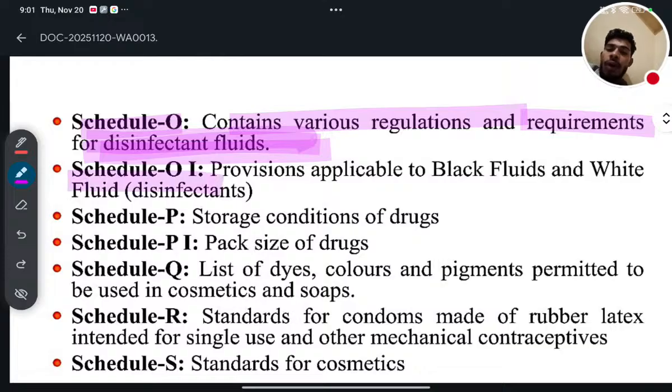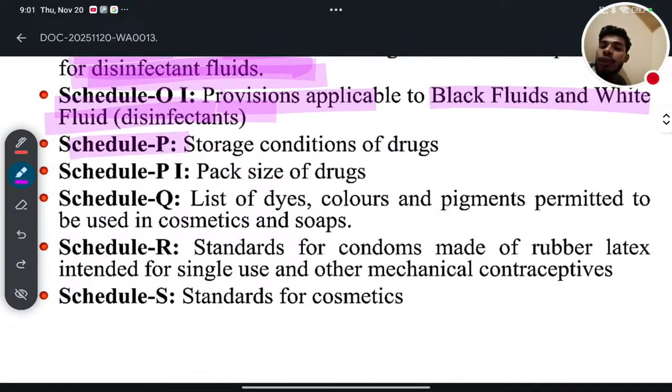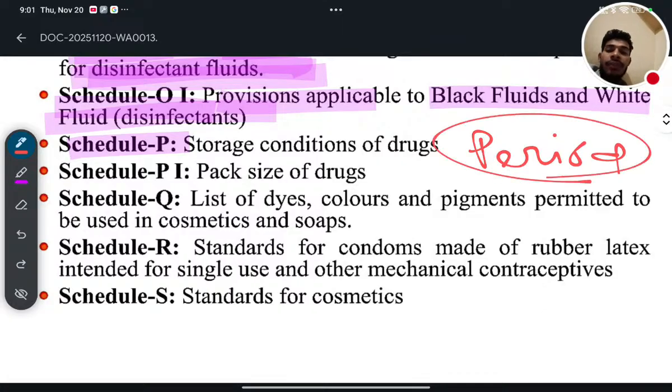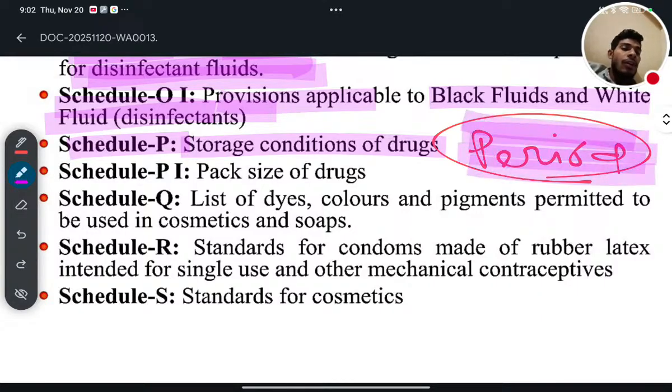Next, Schedule O1. Provisions applicable to black fluid and white fluid disinfectant. Schedule P. P for period. What is the time period for a drug? That will be denoted by Schedule P. Not storage condition, that is wrong. Schedule P is for period, time period of a drug or validity.